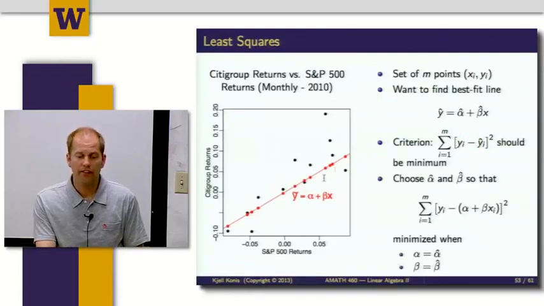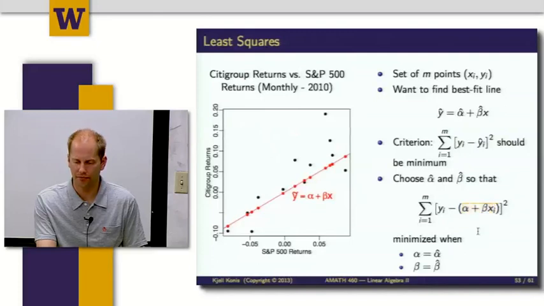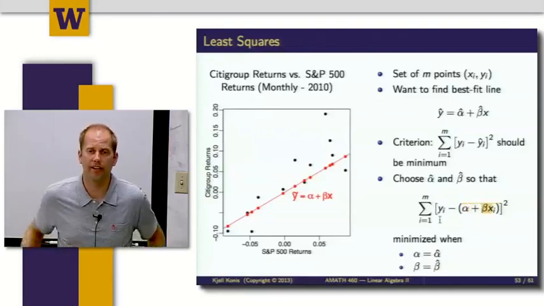And so the points on the red line here, I can write those as alpha plus beta times x_i. So for any x, the point on the line is just given by this. And so I'm going to replace this y hat with a formula that gives me y hat. And I'm going to look for values, alpha hat and beta hat, so that when I plug in alpha hat for alpha and beta hat for beta, this sum is the smallest I can possibly make it.